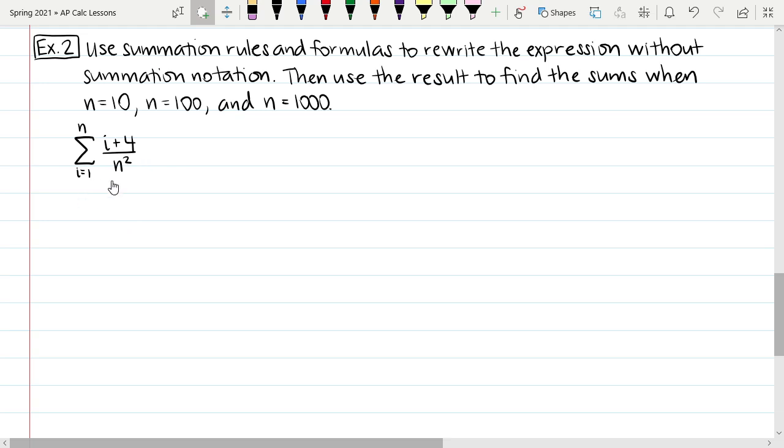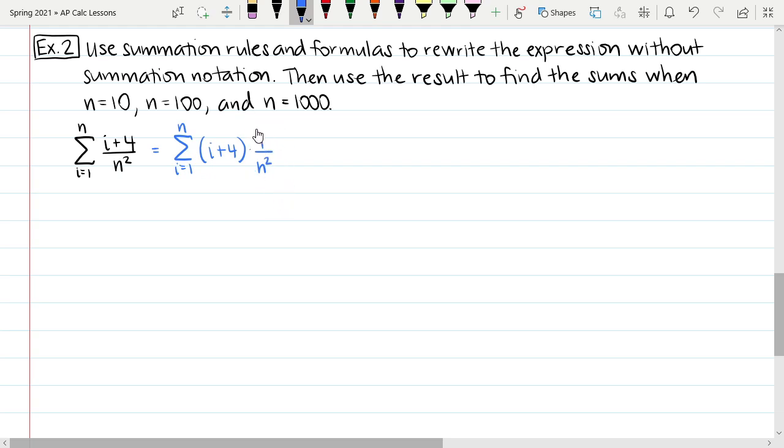All right, so first thing we're going to do here is recognize that because we're dividing by n squared, remember that i is considered the variable in this particular expression. And that means n squared in that denominator is really a constant. But remember, it's in the denominator. So what that means is this is really the same as the summation from i equals 1 up to n of i plus 4 times 1 over n squared. So we want to recognize that dividing by n squared is the same as multiplying by 1 over n squared.